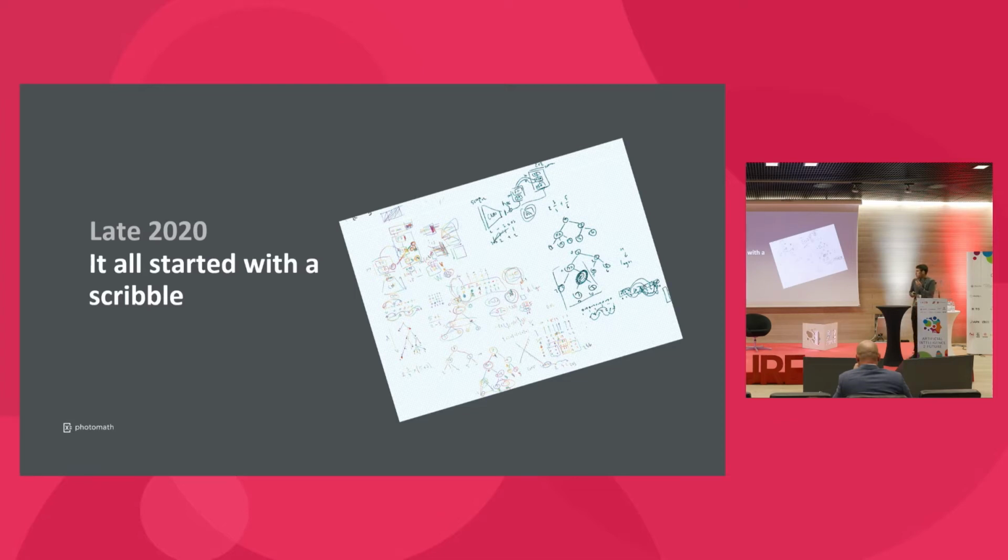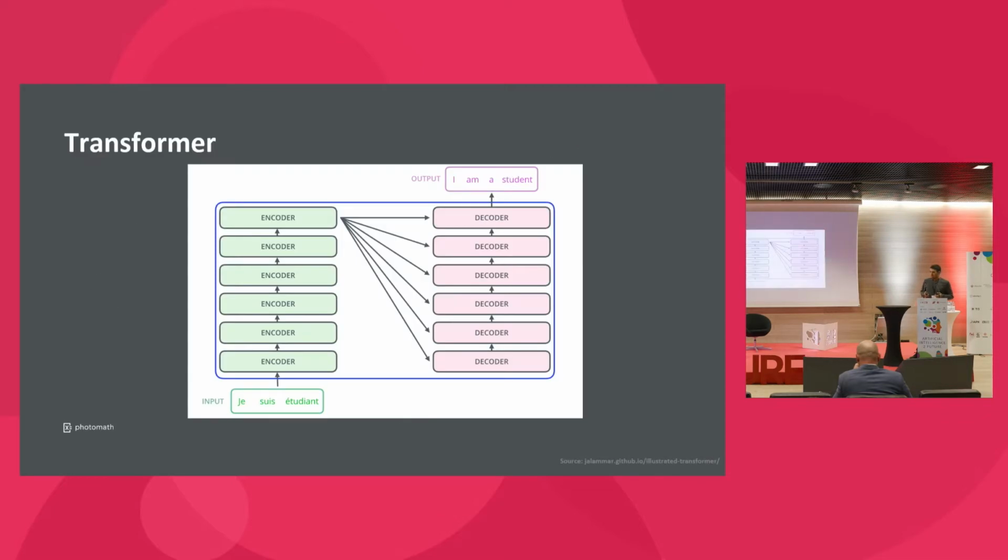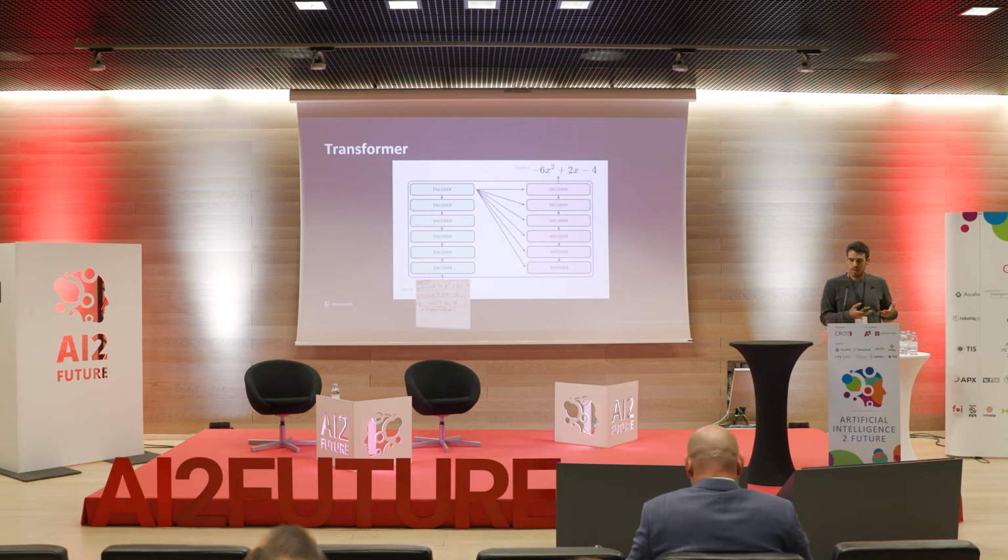For us, it all started with a scribble, and the idea was pretty simple. We have the transformer architecture for, let's say, some translation task. We have one language as an input, and we output the sentence in another language. And we just replace it: instead of taking a sentence as an input, we input an image, and we output just a structured version of the math problem.